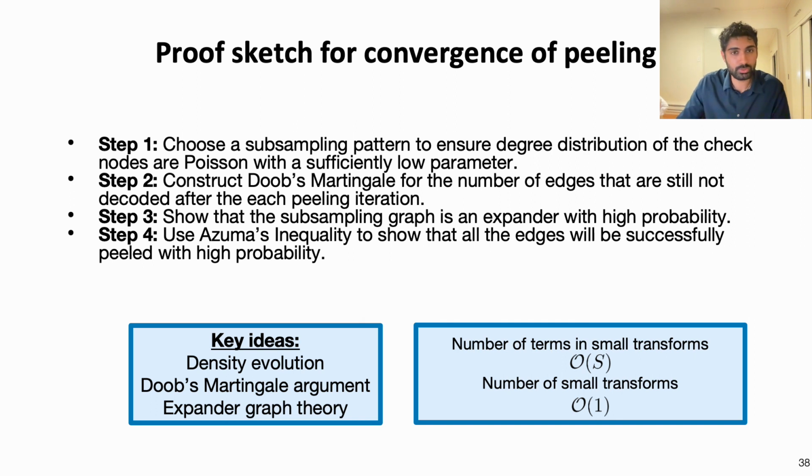Now, the two conditions we need are that the number of terms that we subsample each time needs to be of the order of the sparsity. This is to ensure that the number of bins is at least the order of the sparsity. And we also need to take the Fourier transform order 1 number of times, which is important for our complexity bound. And the exact number depends on the sparsity, but we can show that it's always order 1.